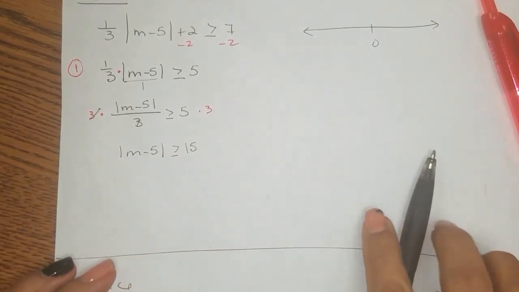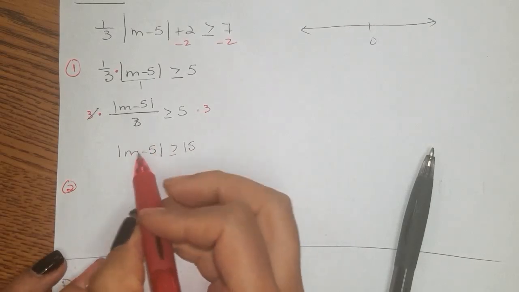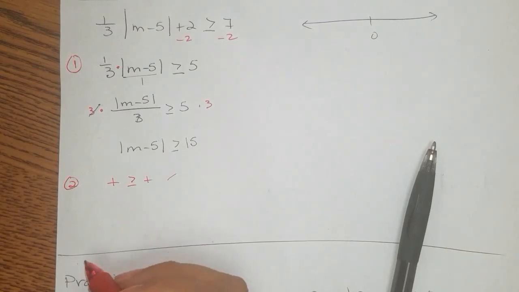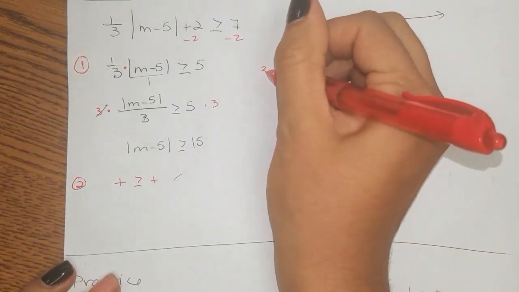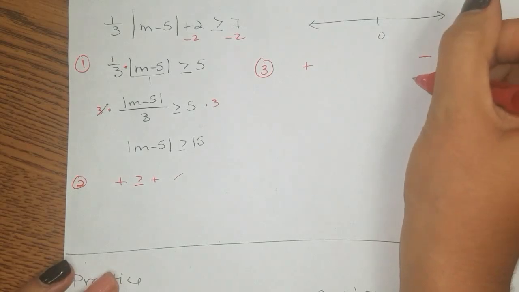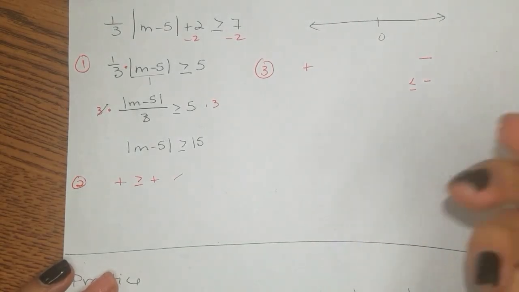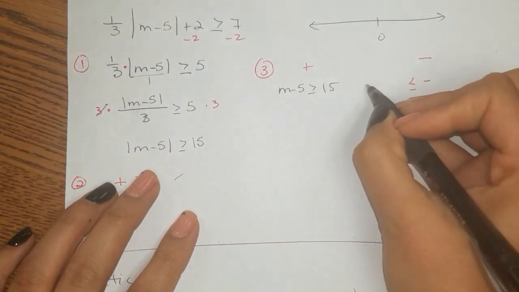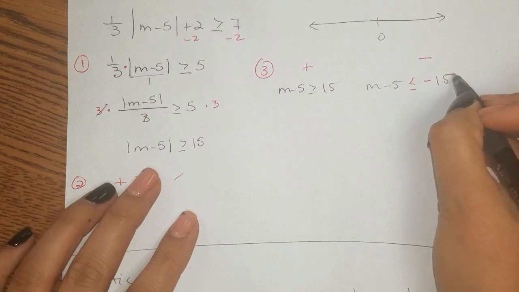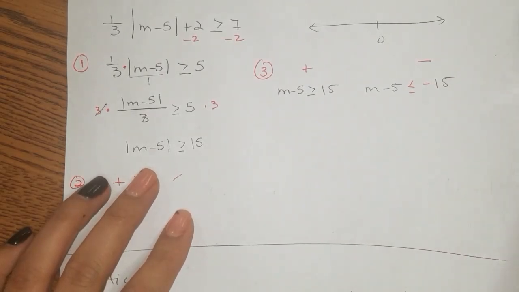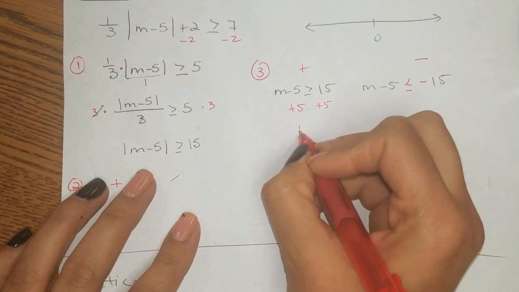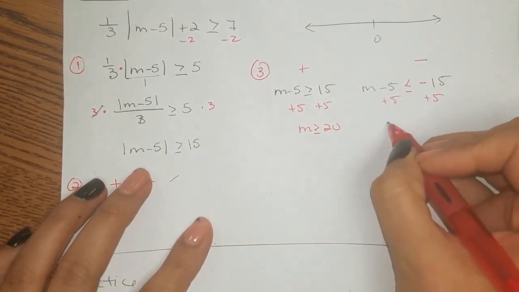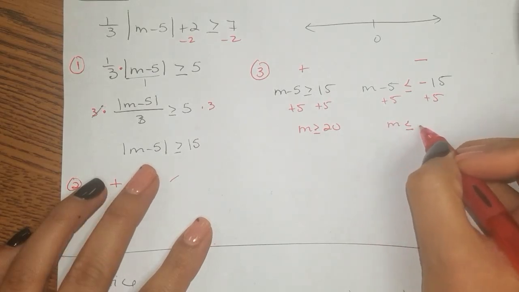Okay, so now that we've solved for that, you have to check your true or false statement. So can your absolute value be greater than or equal to a positive? Sure. And then step 3, you have your positive and negative ones. Change the inequality, change the sign. So then we have m minus 5 greater than or equal to 15, m minus 5 less than or equal to -15. Go ahead and solve it, plus 5, m greater than or equal to 20. Here plus 5, m less than or equal to negative 10.